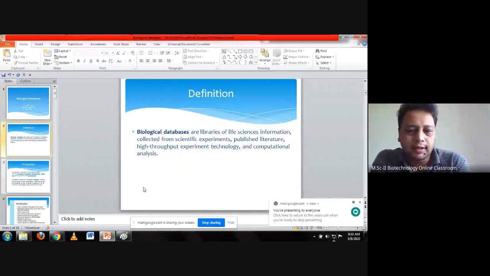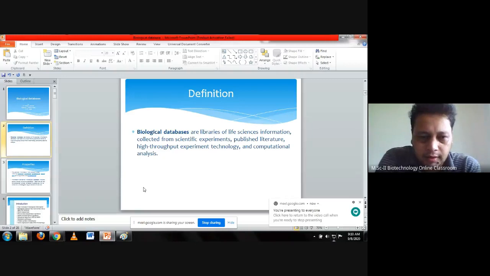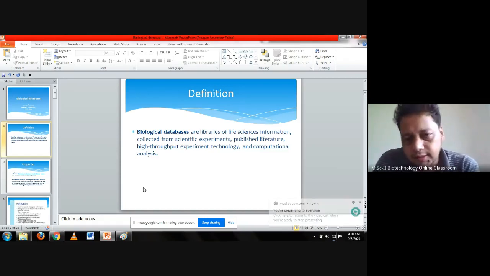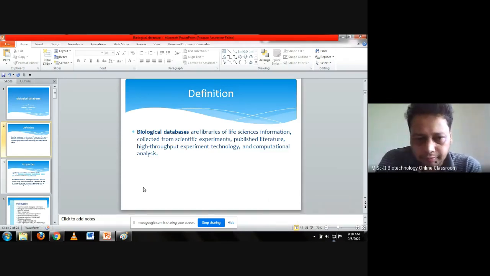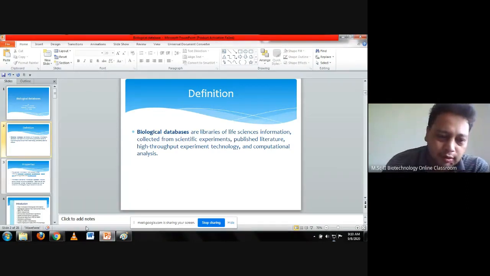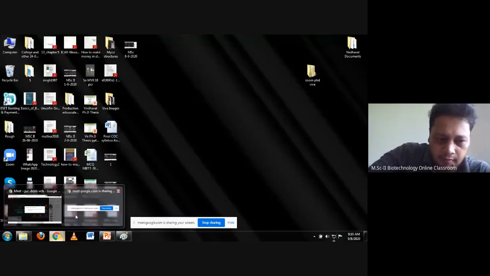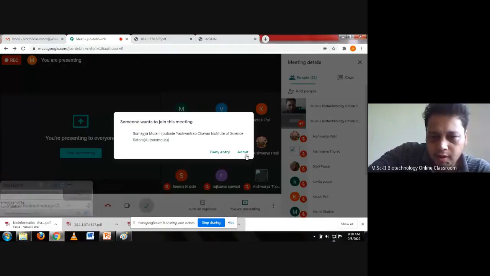Now what are biological databases? They are libraries of life science information collected from scientific experiments, published literature, high throughput experimental technology, and computational analysis. So the definition is that it is a kind of library. Now we know that a library of books is a physical library, but this is a virtual library.